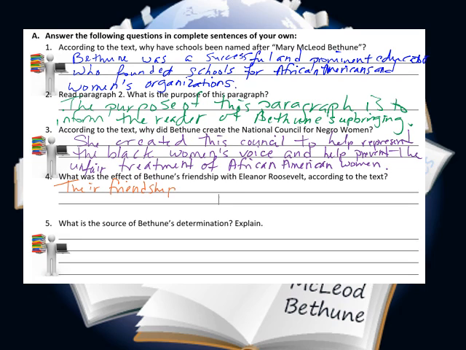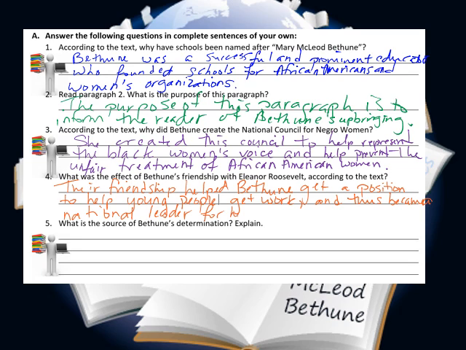their friendship helped Bethune get a position to help young people get to work, and thus became a national leader for her people.